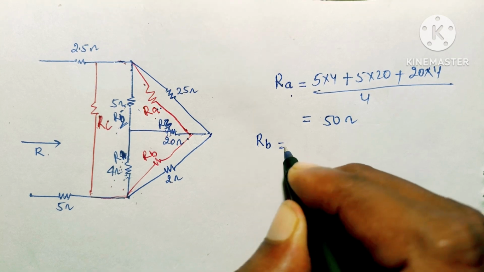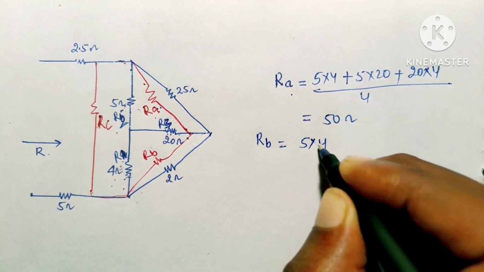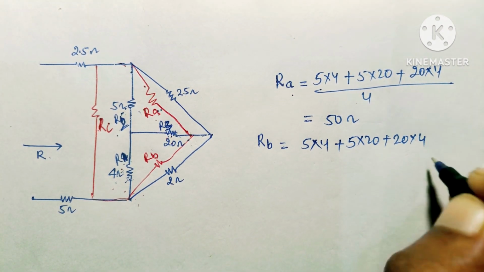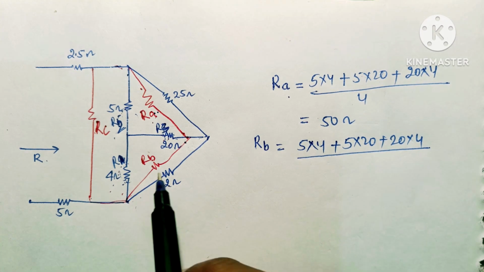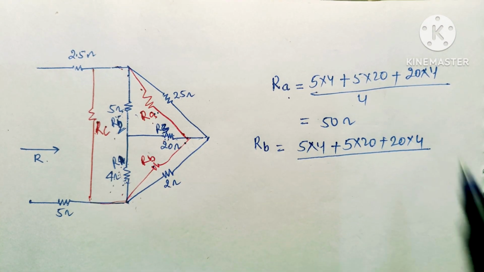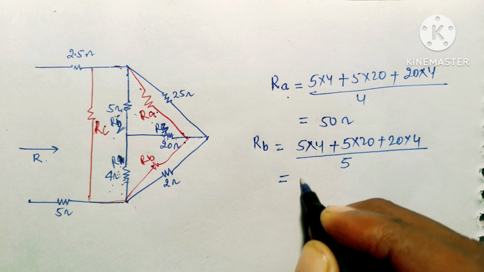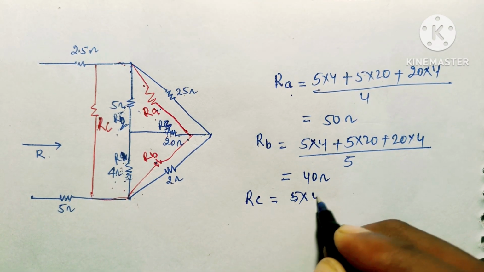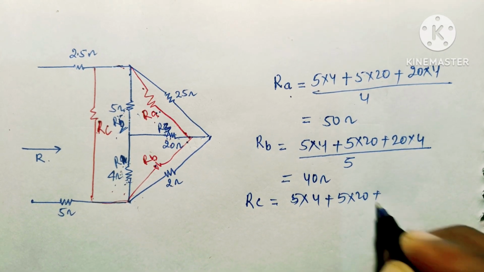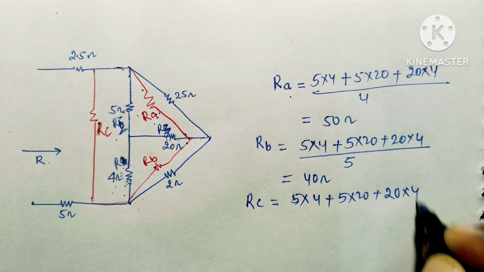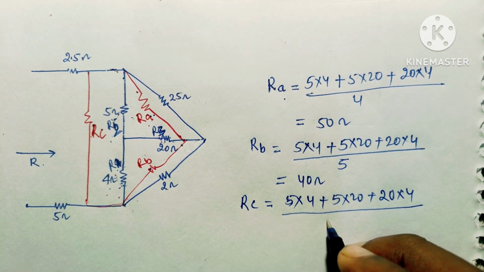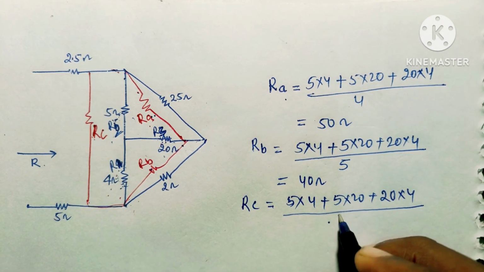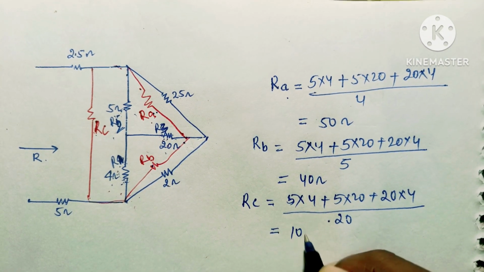Similarly, Rb can be written as R1 into R2, 5 into 4, plus R2 into R3, 5 into 20, plus 20 into 4, that is R3 into R1, divided by the resistance opposite to Rb, that is R2, in this case 5 ohm. This value will be equal to 40 ohm. And Rc can be calculated as 5 into 4 plus 5 into 20 plus R3 into R1, that is 20 into 4, whole divided by the resistance opposite to Rc. That resistance is R3, 20 ohm. Then this value will be equal to 10 ohm.